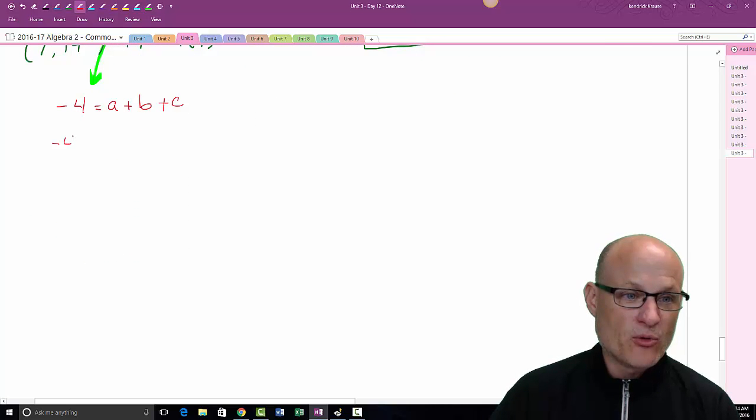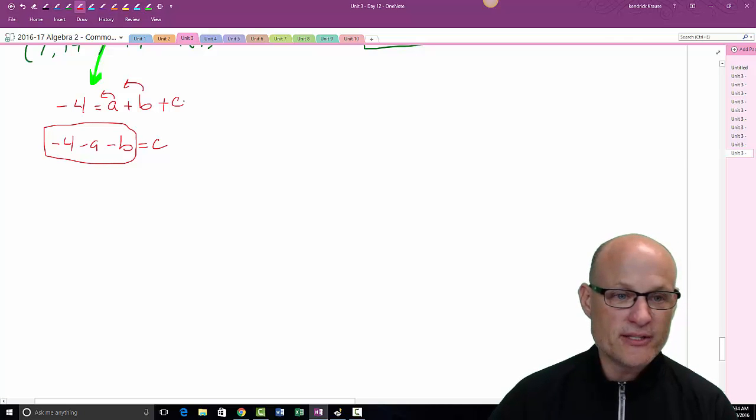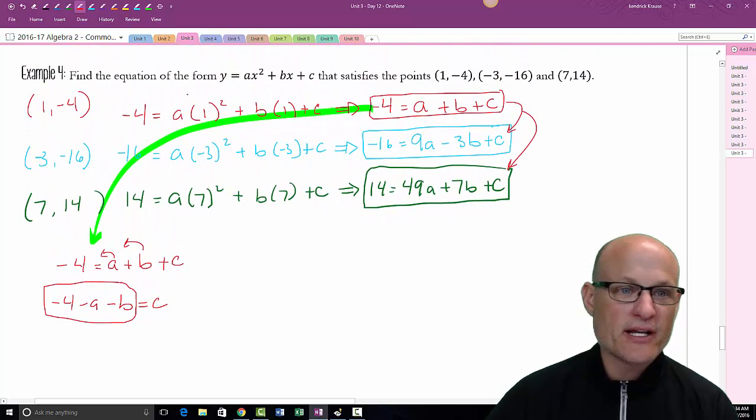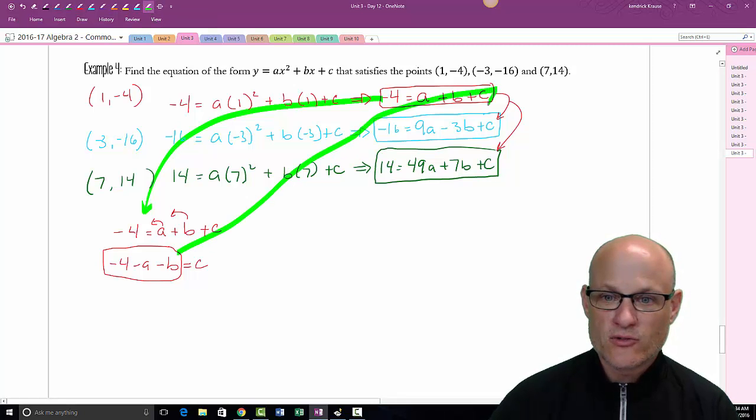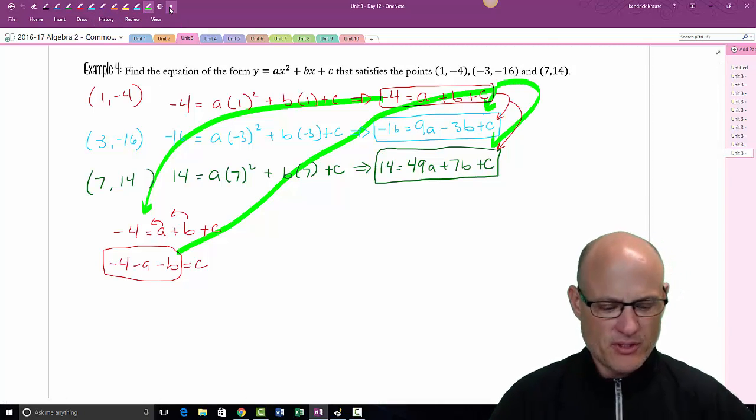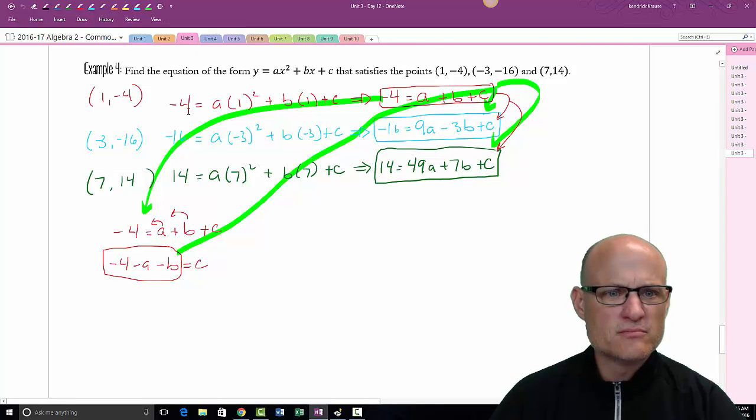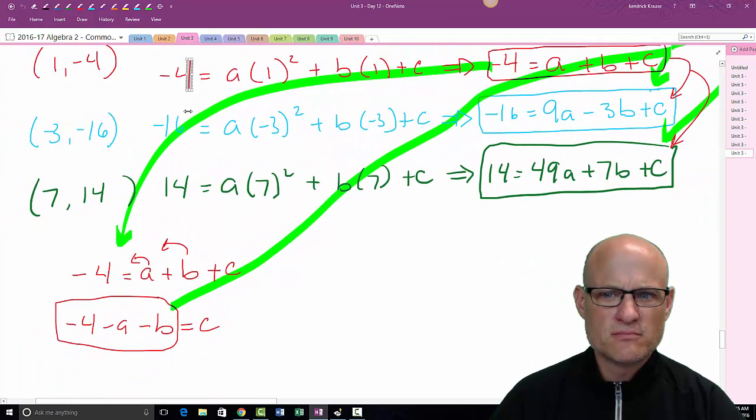So negative 4 minus a, because when the a goes over, it becomes negative. When the b goes over, it becomes negative. Minus b is equal to c. So this is c. So we're going to plug that in the other two equations. It now goes in for c here and in for c here. I don't know what just happened, but that's better. I like it big like that.